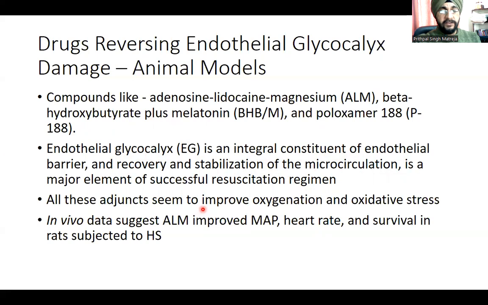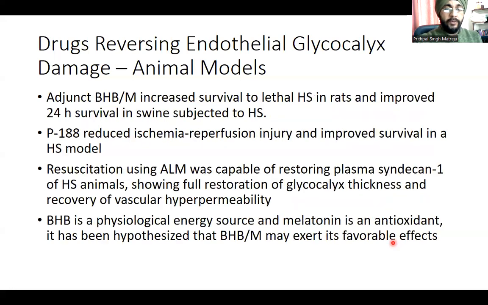All these adjuncts, it was found, tend to improve oxygenation and oxidative stress. And in vivo data suggests that adenosine, lidocaine, magnesium improve mean arterial pressure, heart rate, and survival in rats subjected to hemorrhagic shock. Adjunct use of beta hydroxybutyrate and melatonin increased survival to lethal hemorrhagic shock in rats and improved 24-hour survival in swine subjected to hemorrhagic shock. Poloxamer 188 also reduced ischemia reperfusion injury and improved survival in a hemorrhagic shock model.